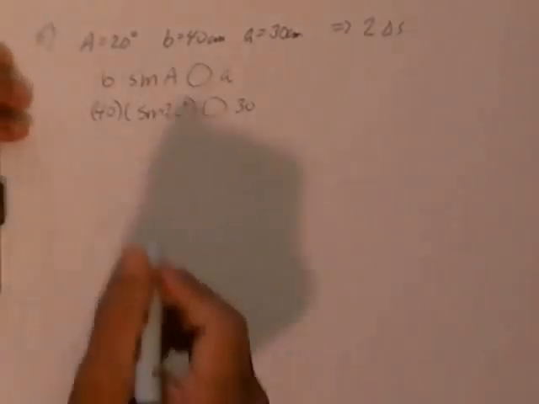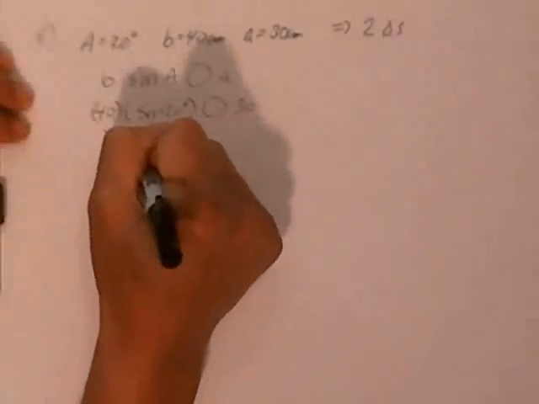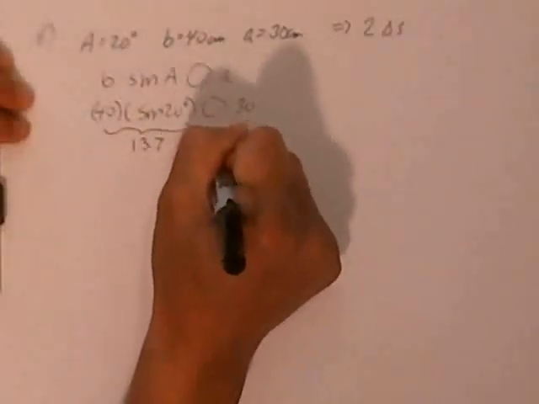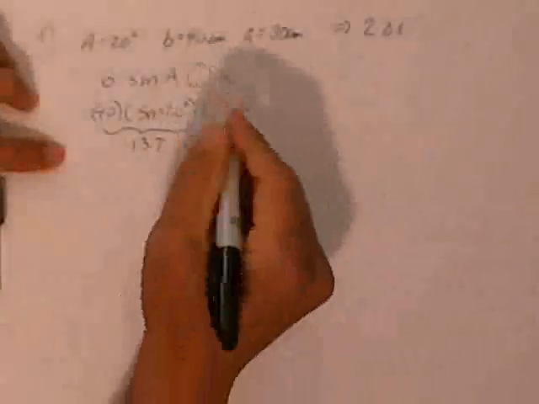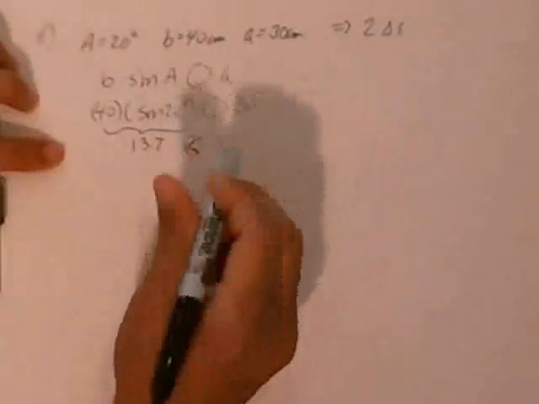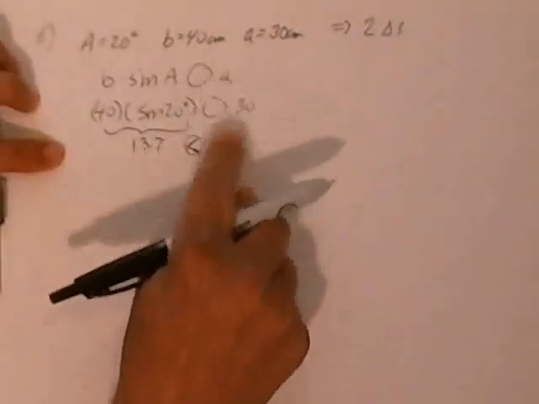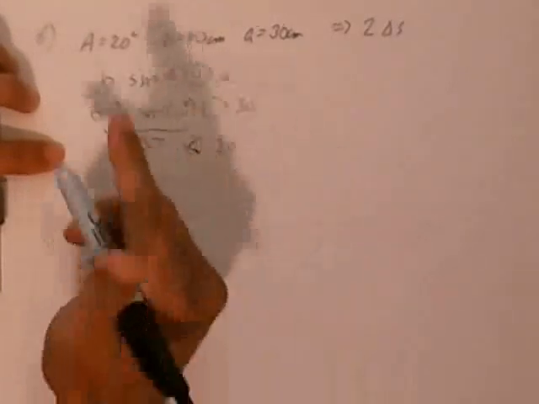40 times the sine of 20. I use the calculator for that. It comes out to be approximately 13.7. And then 30. This is much bigger. Little a has to be bigger. You're going to have at least one triangle now.